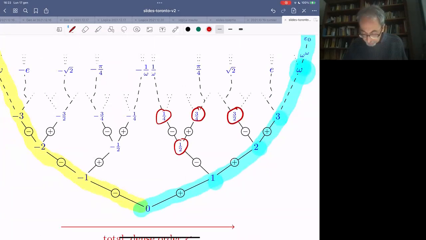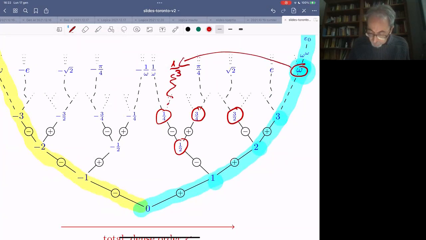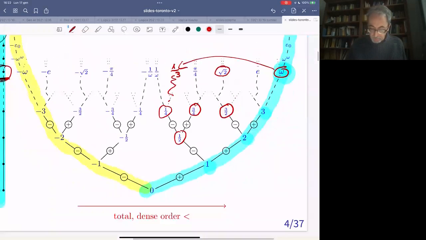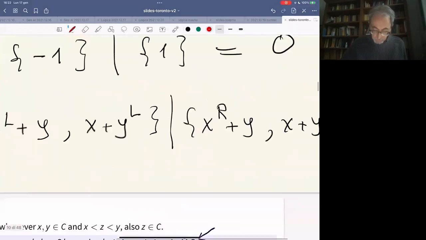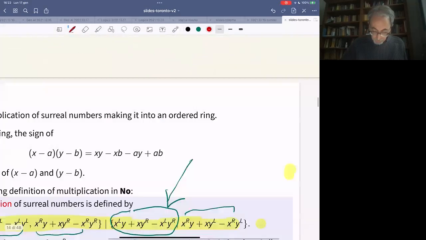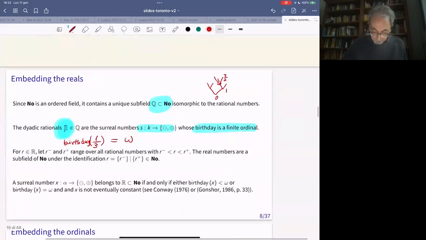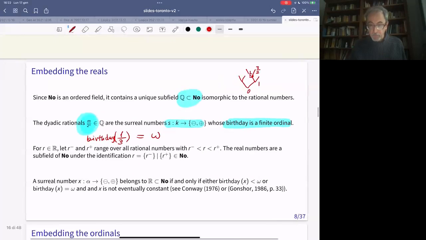Then 1/3, you do some zigzag, and at some point at level omega, you will find 1/3. But at level omega, you will find also pi, square root of 2. At level omega, you will find all the real numbers. Okay, let's be more precise. You have the rationals, no problem.